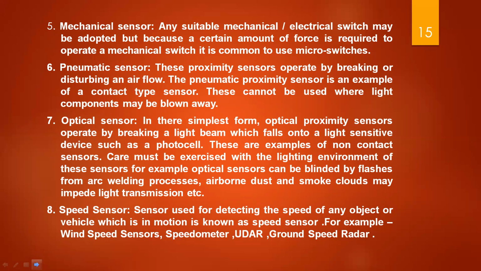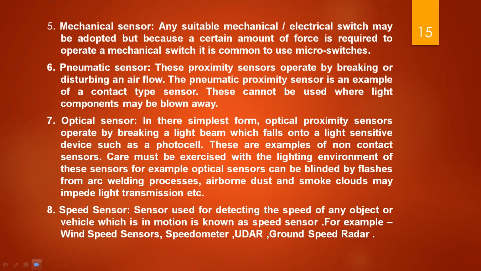The next is optical sensor. In their simplest form, optical proximity sensors operate by breaking a light beam which falls onto a light sensitive devices such as photocell. These are example of non-contact sensors. Care must be exercised with the lighting environment of these sensors. For example, optical sensors can be blinded by flashes from arc welding processes, airborne dust and smoke clouds may impede light transmission, etc.